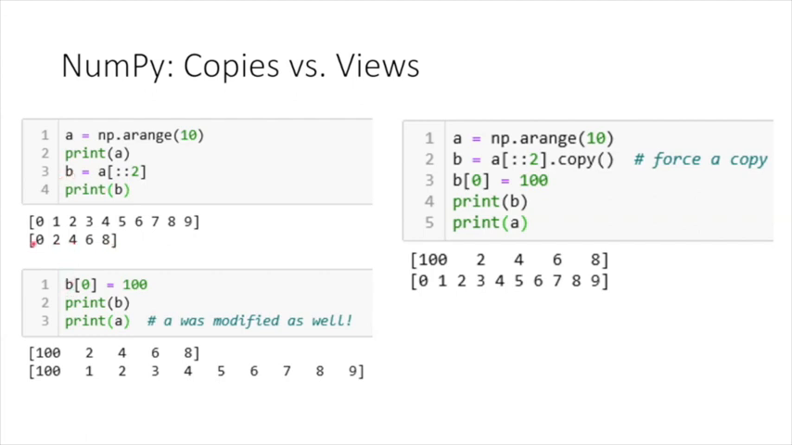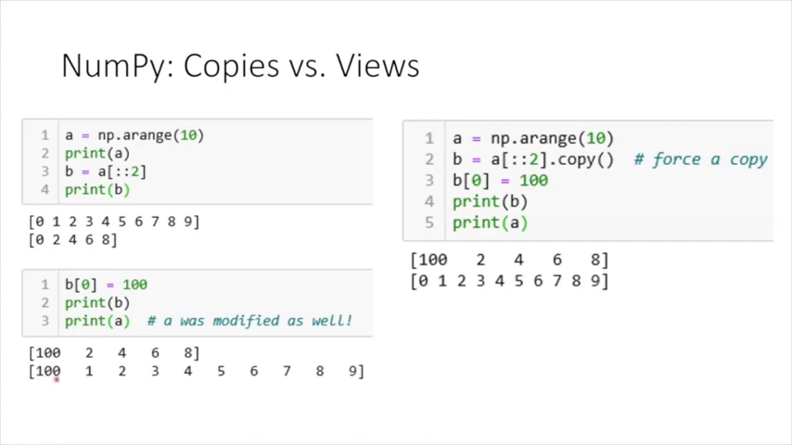Let's change this view now. So we're going to say B of 0 equals 100. So we're setting the 0th index of this B array to 100, and we're going to print it. And now you see it's 100, 2, 4, 6, 8, as we expect. But if we print out the original array as well, we see that that was modified as well, which may or may not be what we wanted.